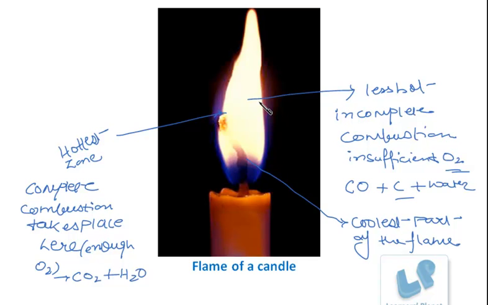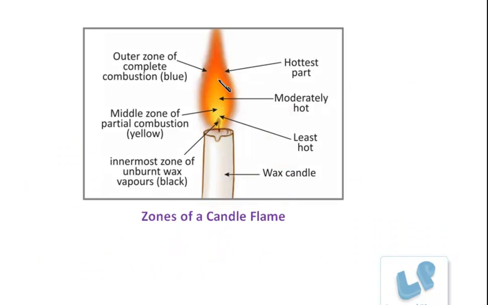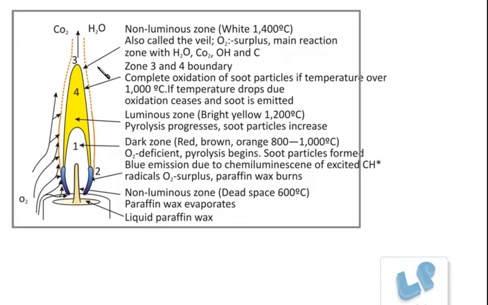Got it? This is one of the more diagrams. This is the outermost zone of complete combustion, the middle zone, the innermost zone which is black. The hottest part is the outermost part because there the complete combustion is taking place. This is moderately hot and this is the least hot. See, this is also one of the explanations.